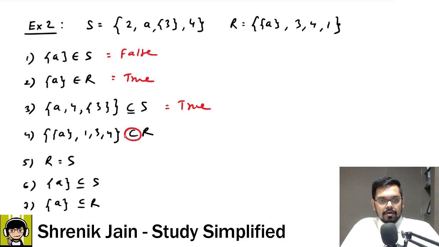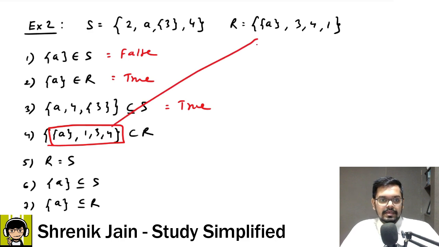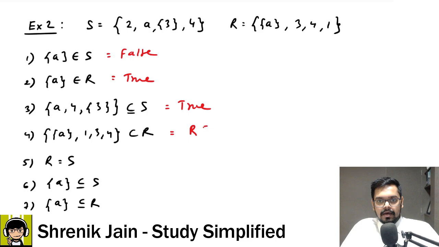What about this one? They are talking about a proper subset. This set is a proper subset of R. Okay, first of all, we'll check whether this is R or not. Actually, it is equal to R. So here, R is a subset of R, which is false. In a proper subset, the LHS set should not be equal to the RHS set. So it is false. Proper subset, it won't happen.